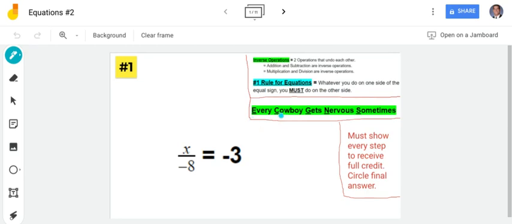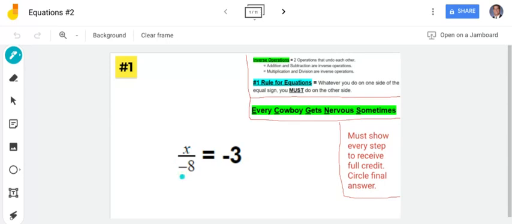The C on Cowboy reminds me to combine. Combine what? Combine like terms. Combining like terms is like crossing the street. You look left on the left side of the equal sign, and then you look right on the right side of the equal sign. So on the left side, all I have is this term right here, x over -8. There are no other x terms to combine it with.